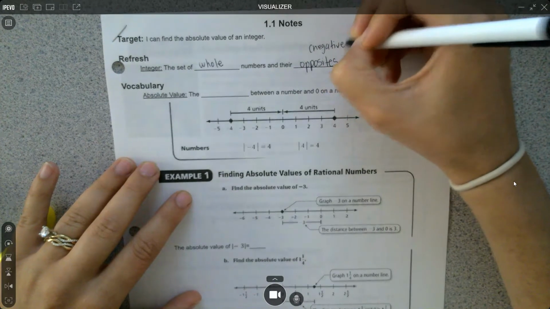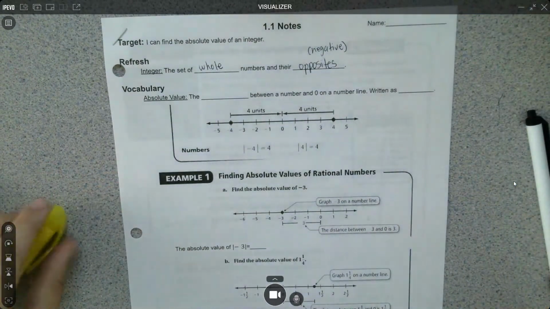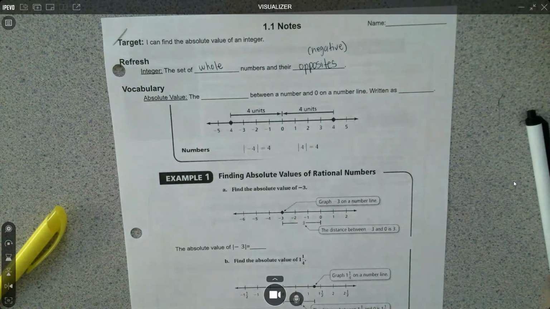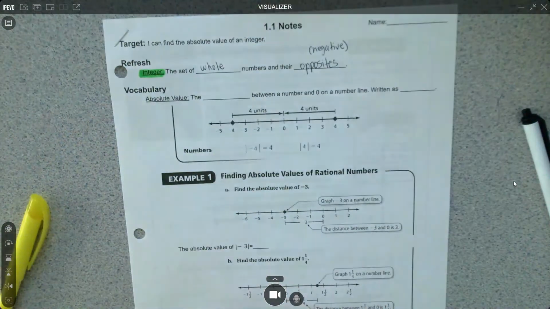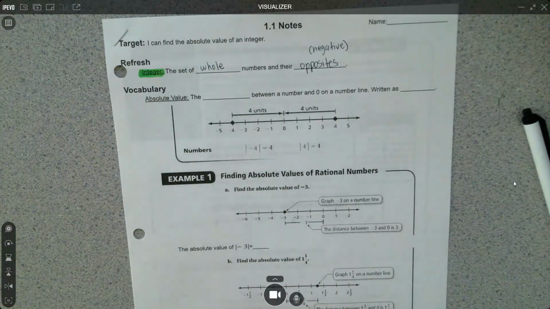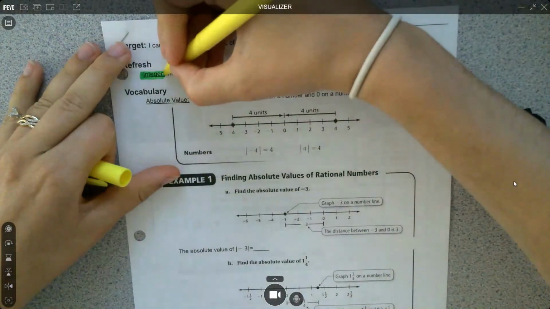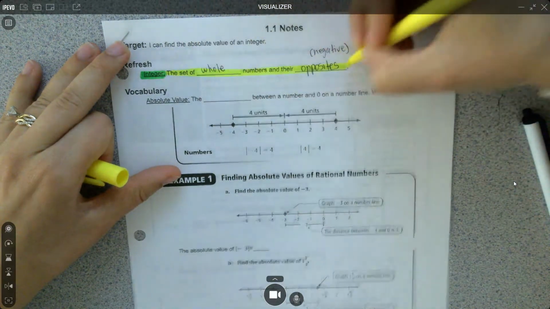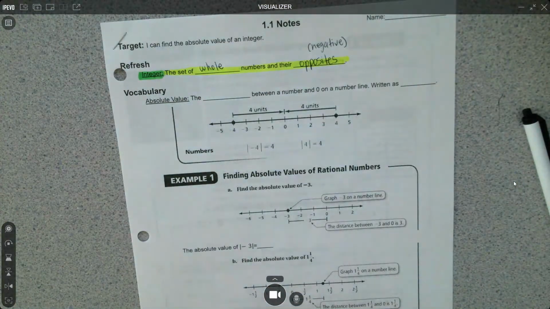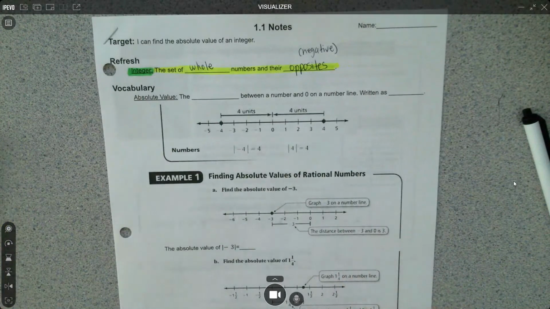And since this is an important word, we're going to collect this word by highlighting the new word in green. And then the definition, because again, we want to remember this definition, we're going to highlight it in yellow. So integers are whole numbers and their opposites. So positive and negative whole numbers.